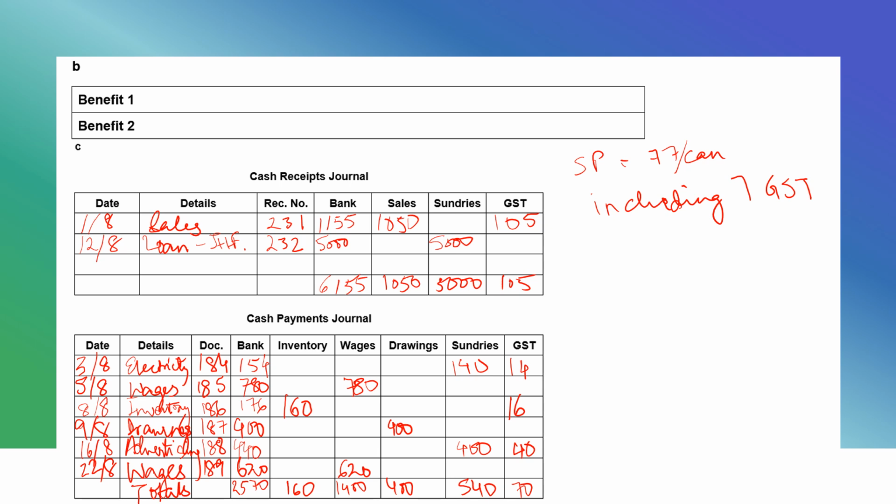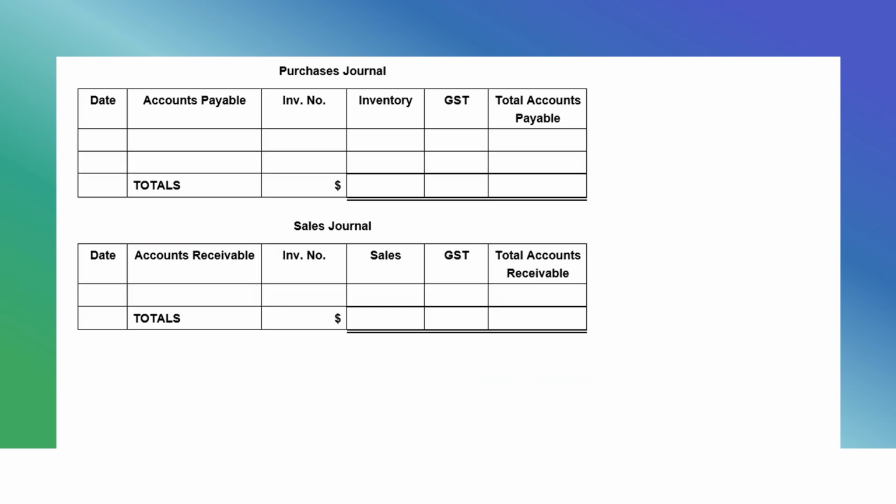And then you add it up together, each one of the columns vertically. Sorry, that is not part C completed with the previous slide. We still have these journals left to do. So we've got the purchases and the sales journal now.